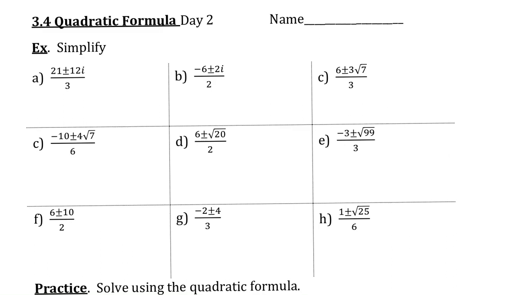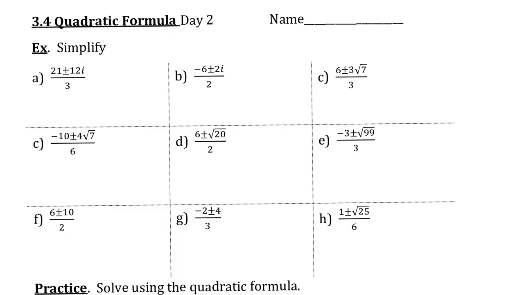Okay, we're going to continue with the quadratic formula today, but we're going to consider some scenarios when we can simplify our answers. So before we use the quadratic formula, let's simplify our answers. Sometimes we get answers that look like this. In this case, it's 21 plus or minus 12i over 3.